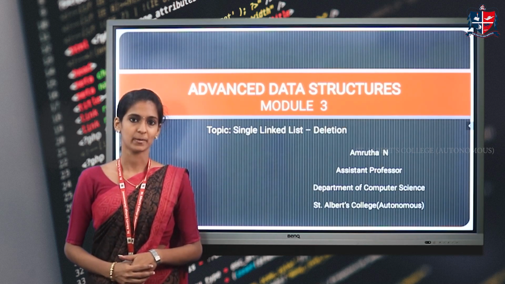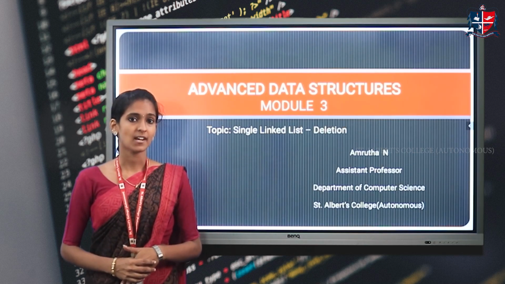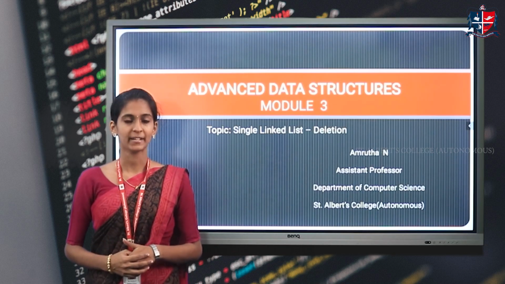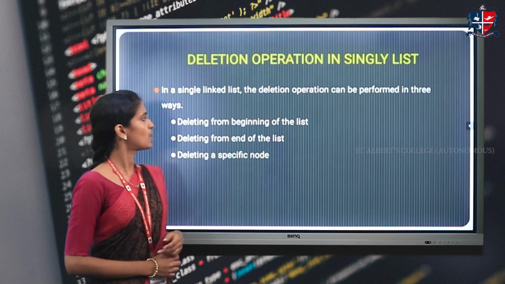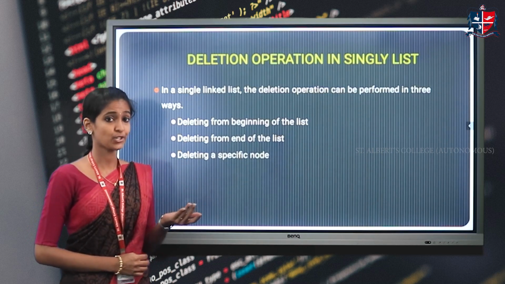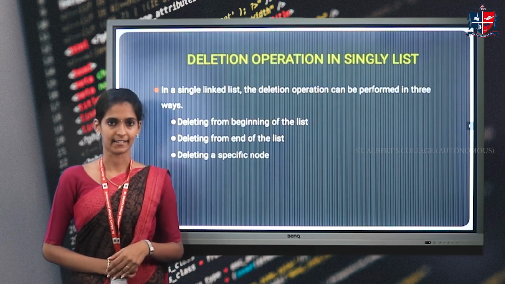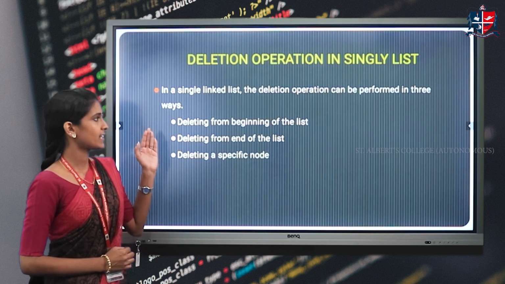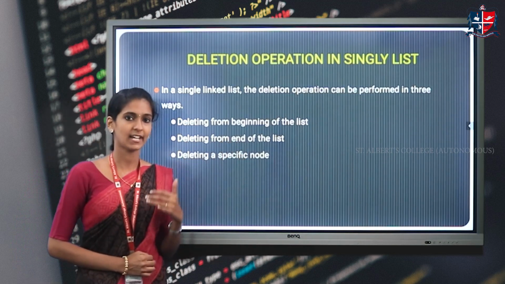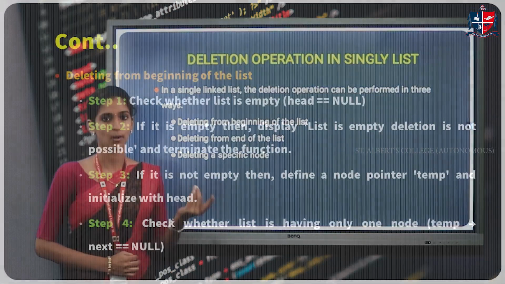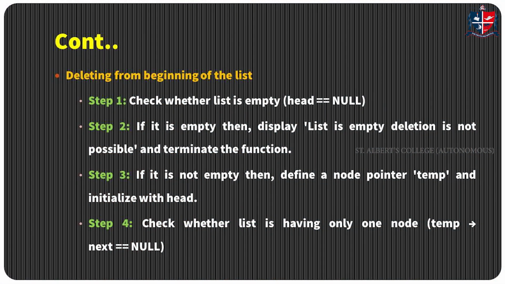Today we are going to discuss how the deletion operation can be performed in a singly linked list. In the previous lecture, I already explained how we can perform the insertion operation in a singly linked list. Now let's discuss deletion, which I explain through three cases: deletion from the beginning, deletion at the end, and deletion from a specific location. First of all, deletion from the beginning.